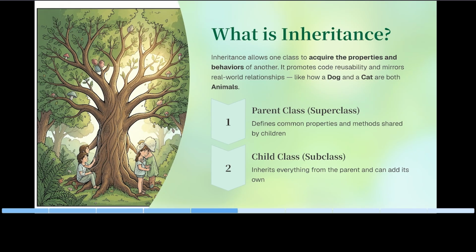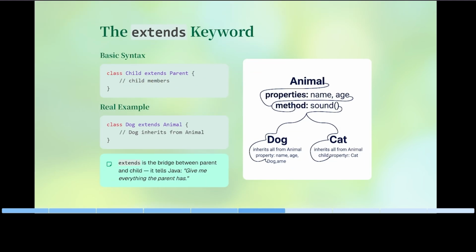Okay, it inherits everything from the parent and adds its own. The parent class properties and methods are inherited by the child class. This is the major overview of inheritance. Now we are going to see the extends keyword. By using the extends keyword, the child gets the properties and methods from the parent class.